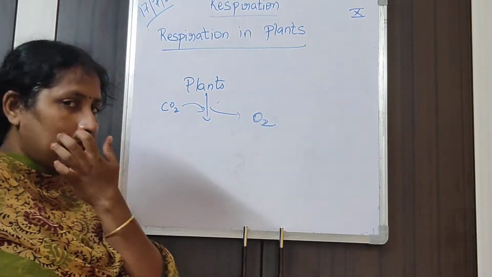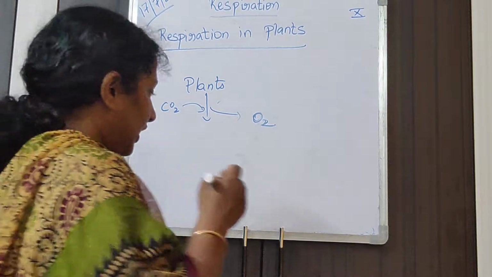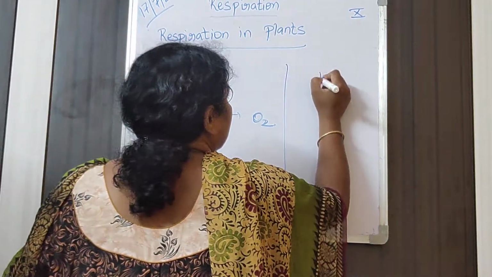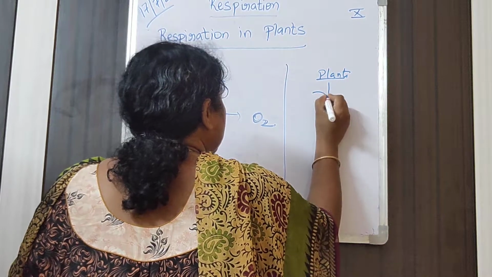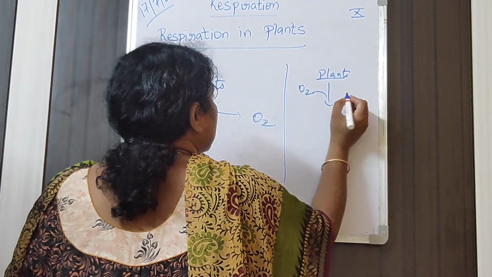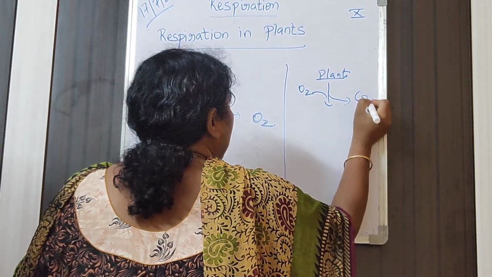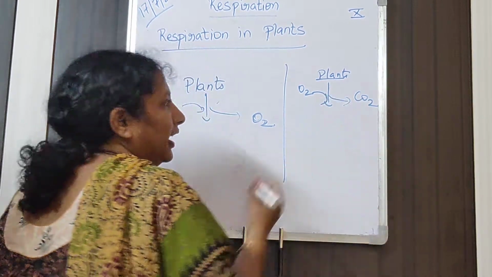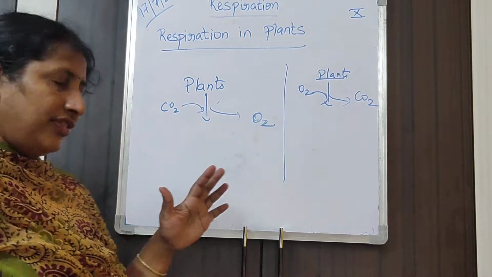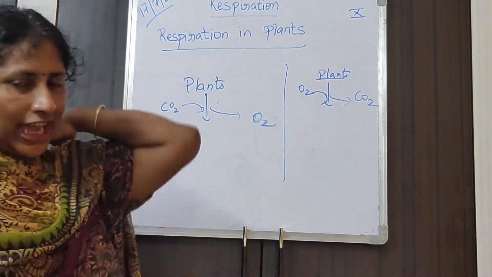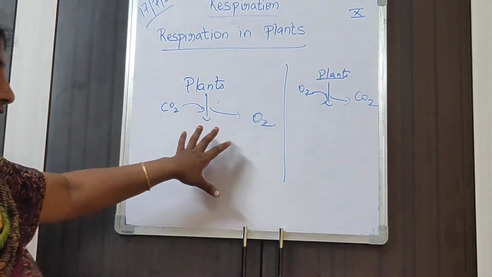We know this. But I am telling you, plants will also take oxygen and release carbon dioxide. So see, don't get confused. Plants will definitely take carbon dioxide and release oxygen.